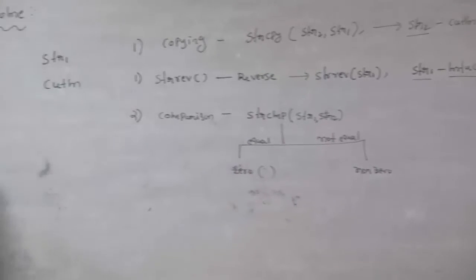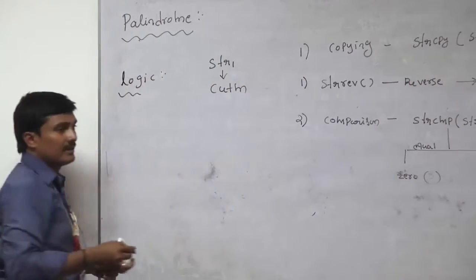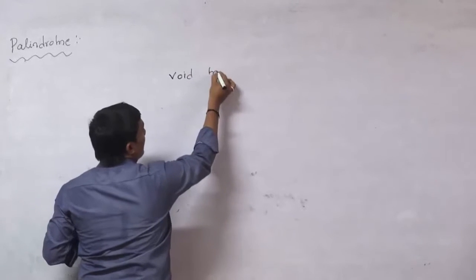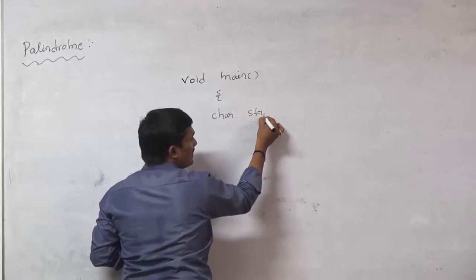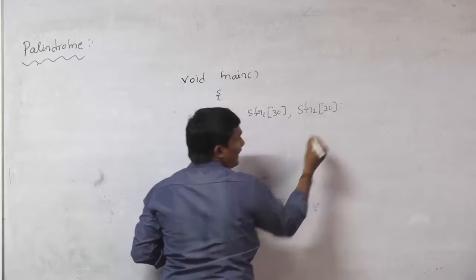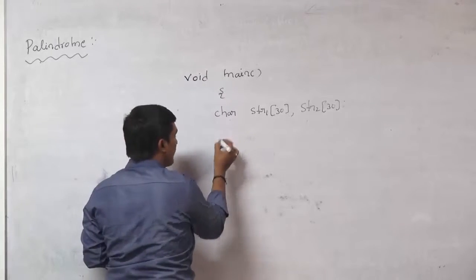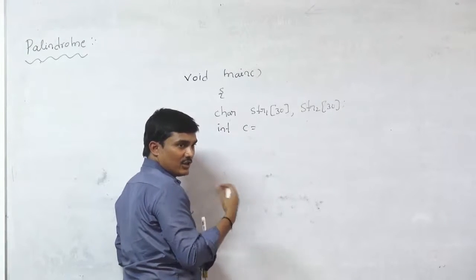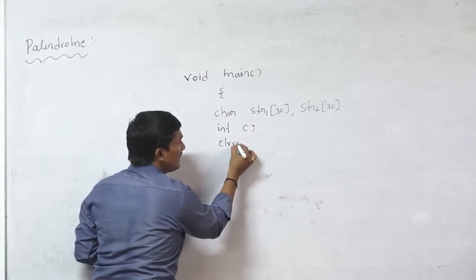This is the logic. This is your input. Can we go for the program? Let's write. Execution starts from main. How many strings are required? str1, str2. And is any other data required? An integer is required in case of comparison. Let's take int c. Then clrscr.